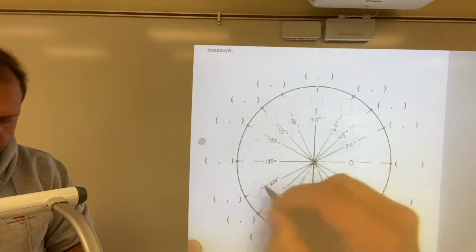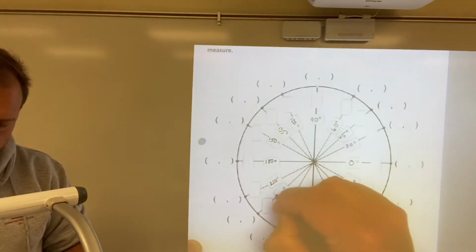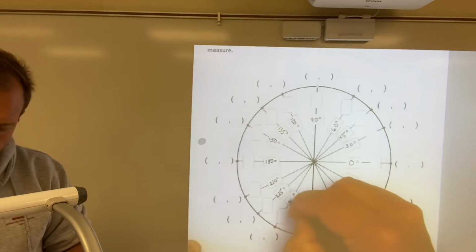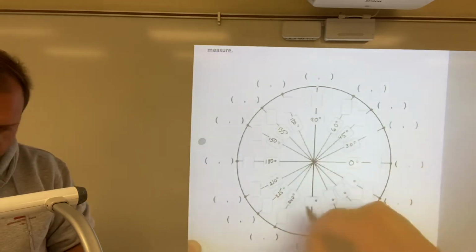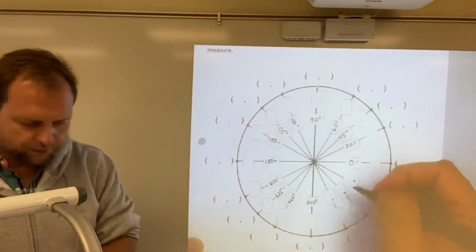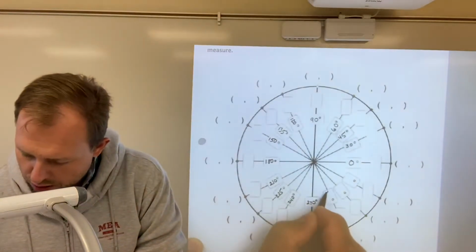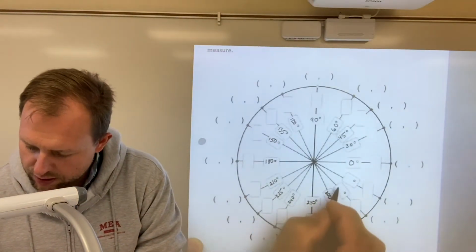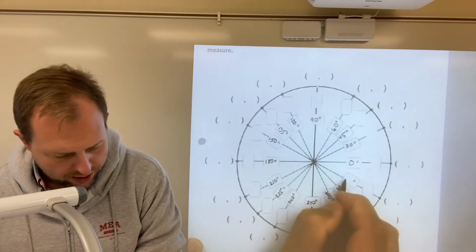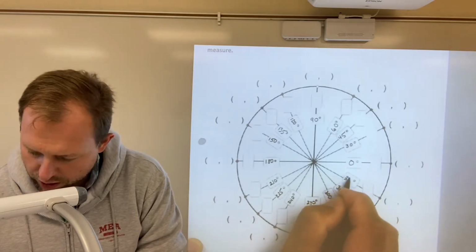210 degrees, 45 is 225 degrees, then the 60, 240 degrees, then we have 270 degrees, 300 degrees, 315 degrees, and 330 degrees.